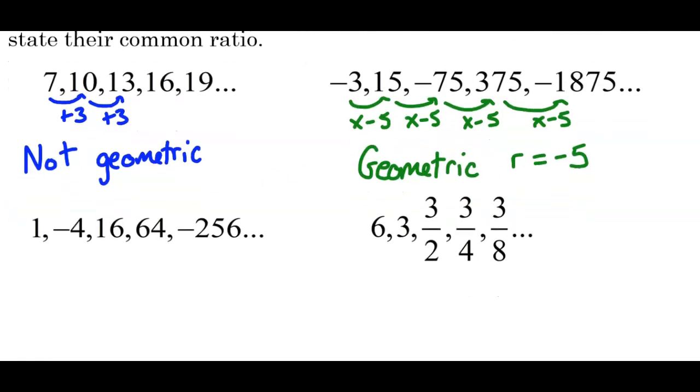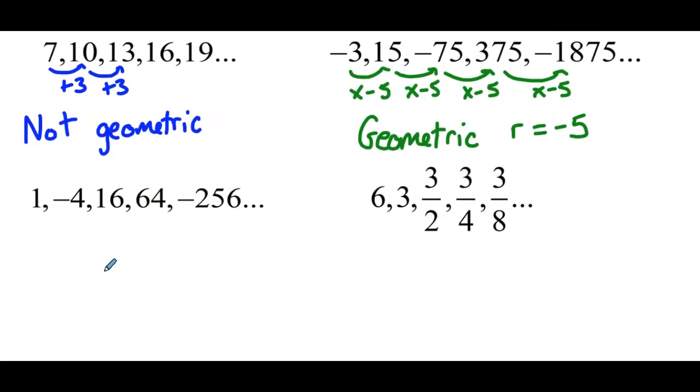Our next sequence, 1, -4, 16, 64, -256, continuing on. So looking at the terms, it looks like we're multiplying to go from one term to the next. So let's check this one out. So 1 times -4 would get us -4. -4 times -4 would be 16. But then to go from 16 to 64, that would be times 4, not times -4.